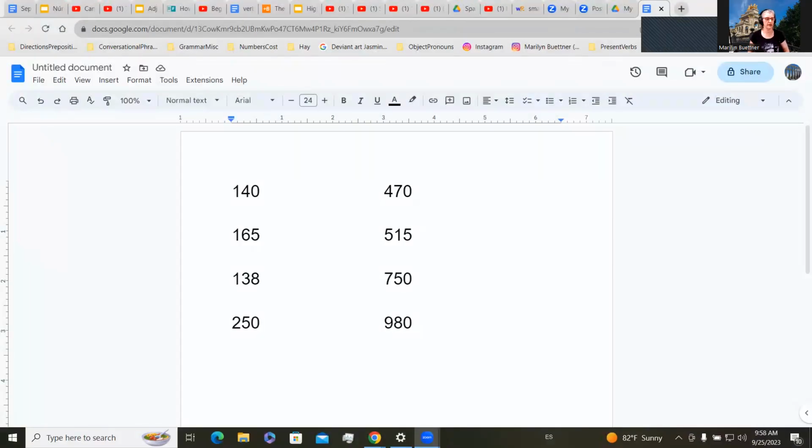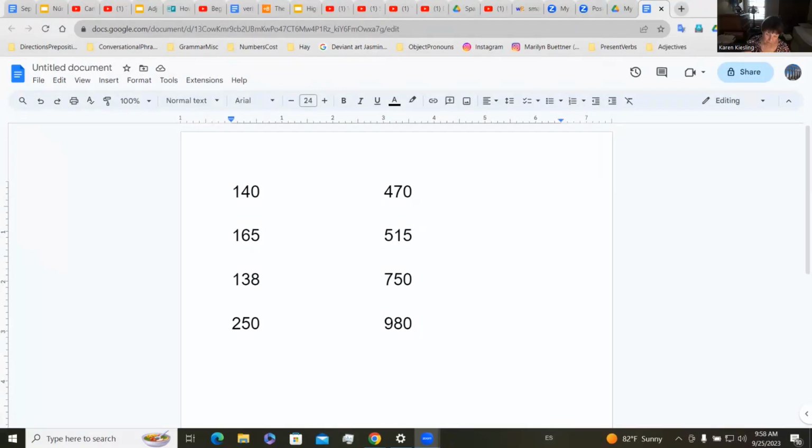Y aquí vienen las respuestas. Here come the answers. Boom, boom, boom, boom. 1 through 4 on the left. 5 through 8 on the right. See? And hopefully you got at least 6 out of 8. Hopefully. Got one wrong. Right. Yeah. And if you didn't, well, we got it. We'll plug in a few more things, but here they were.